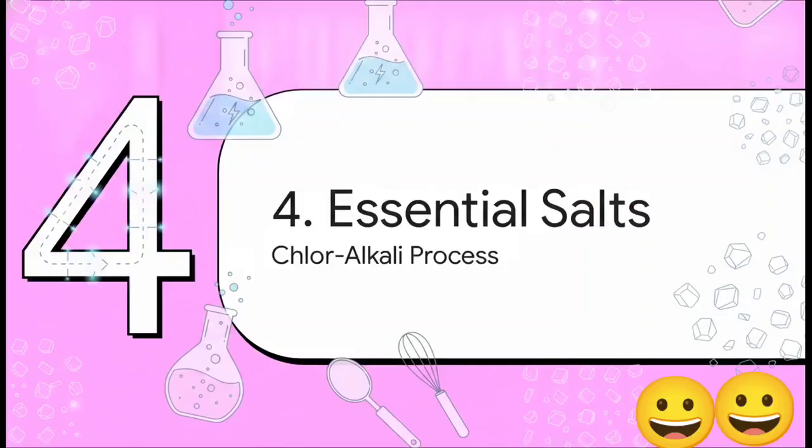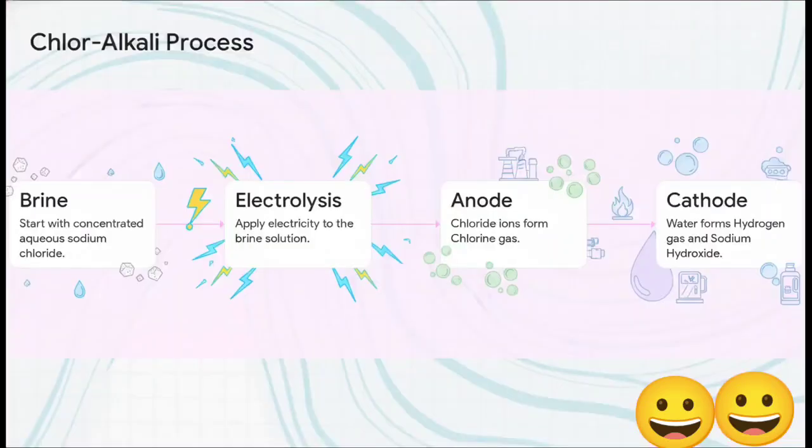Science, right? Let's jump into Section 4, Creating Essential Salts, the chlor-alkali process. Now, we call this the chlor-alkali process, and it is just incredibly efficient. Step 1, we start with brine, which is really just a highly concentrated solution of salt water. Step 2, we hit it with electrolysis. Basically, we shoot electricity right through the solution.